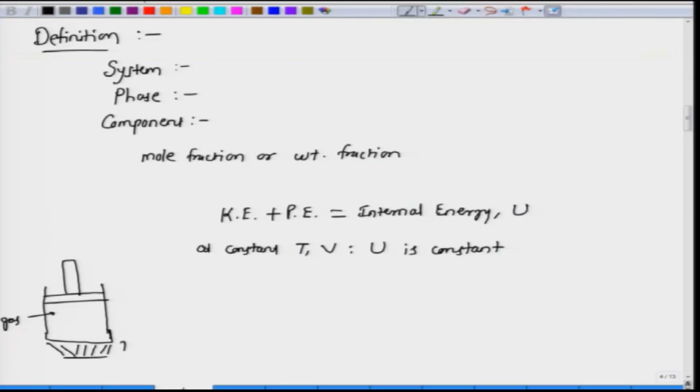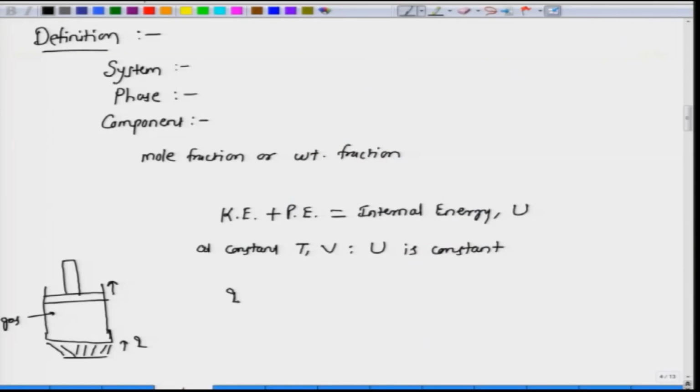So, when we add a little heat Q, the gas will expand. As the gas expands, it is doing some work on the surroundings. So, with the addition of some heat Q, some of this heat has been utilized to perform work, and the remaining is utilized to increase the internal energy of the system. So, this is the statement of the first law of thermodynamics.